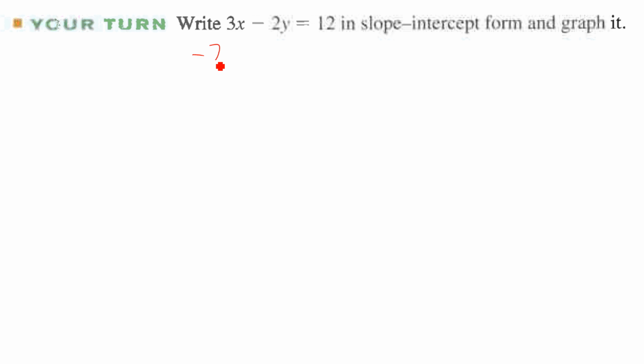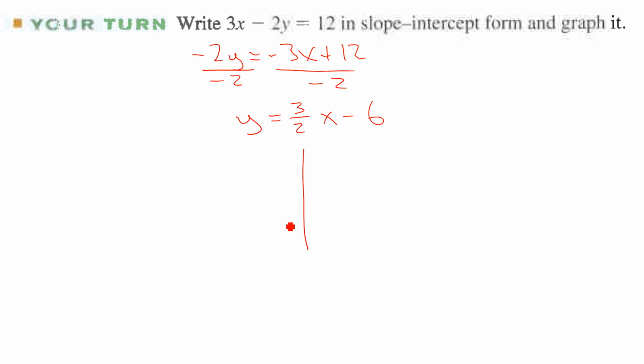All right, getting y by itself, we would have negative 2y equals negative 3x plus 12. And divide by negative 2. We'll get y equals 3 over 2x minus 6. And so let's go ahead and graph this. We'll go down 6. And we'll go up 3, 1, 2, 3. And we'll go to the right 2. So hopefully your graph looks like that.